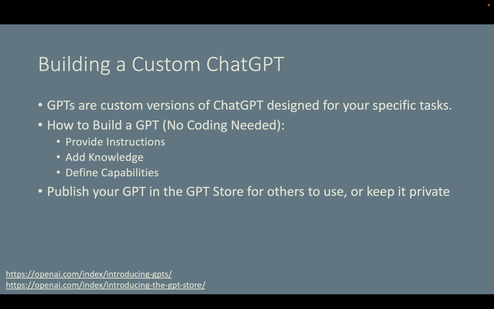You can set one up in 3 simple steps. Step 1. Provide instructions. Step 2. Add knowledge. Step 3. Define capabilities. Once we are satisfied with our custom GPT, we have 2 options for sharing it. We can either publish it in the GPT store so that others can benefit, or keep it private for personal or team use. So now, let me walk through an example of creating a custom ChatGPT specifically designed to help advise computer science undergraduate students at TCU.